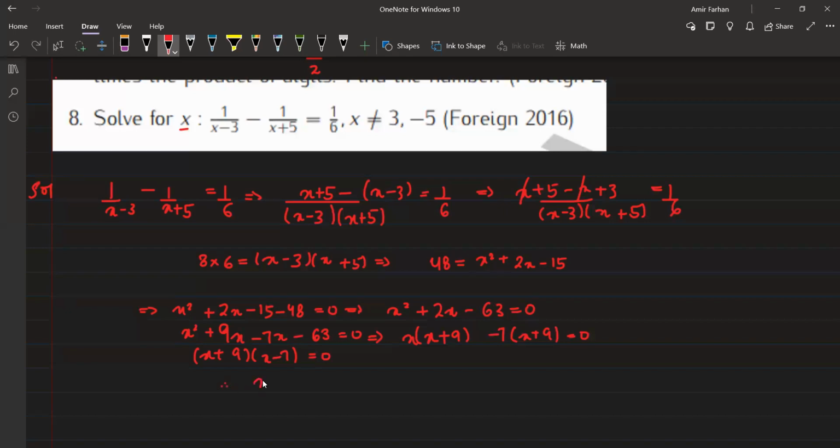So what will be the value of x? It would be minus 9, or x will be equal to 7. Clear? Yes or no?